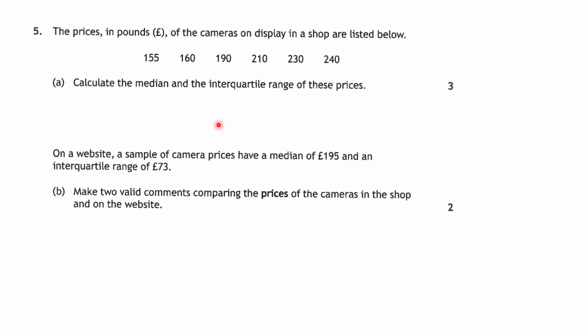Now, the median is the middle point of the numbers when they're arranged in order. So there's the first 3, and there's the second 3. Now, we don't have a number in the middle, so we've got to just take the average of these two numbers here.